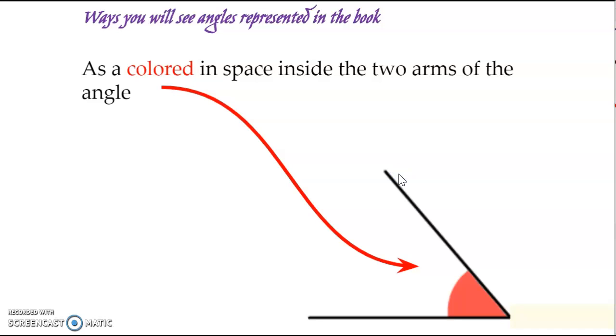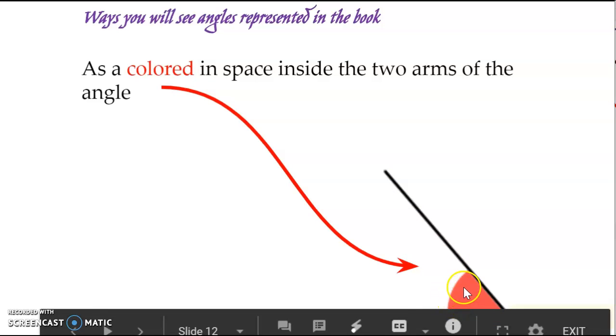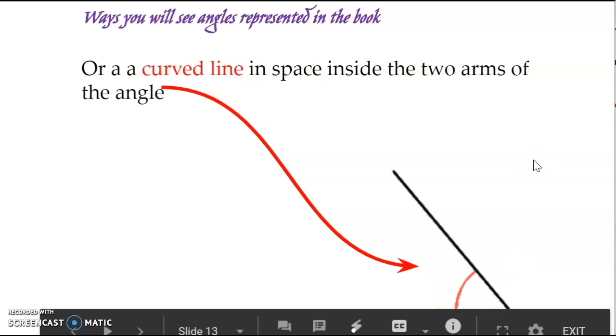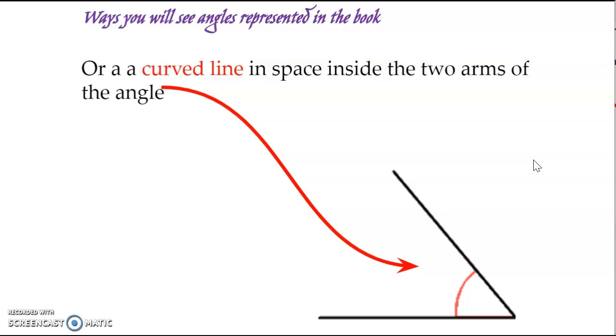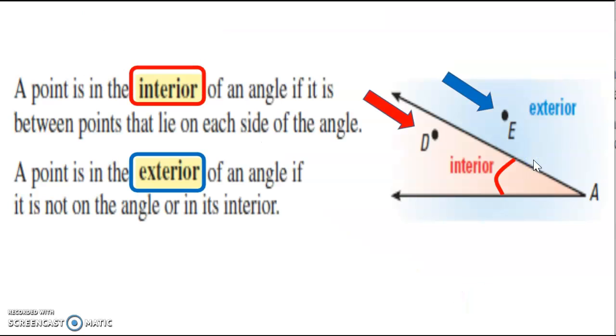You can represent angles as colored space like so, or you can also represent it as a curved line or arc inside the two arms of the angle. A point is in the interior of the angle if the point lies between the two arms of the ray. Okay, that's interior. So point D is in the interior, or exterior, that means outside, right? Point E is outside of this angle, so we call that an exterior point.